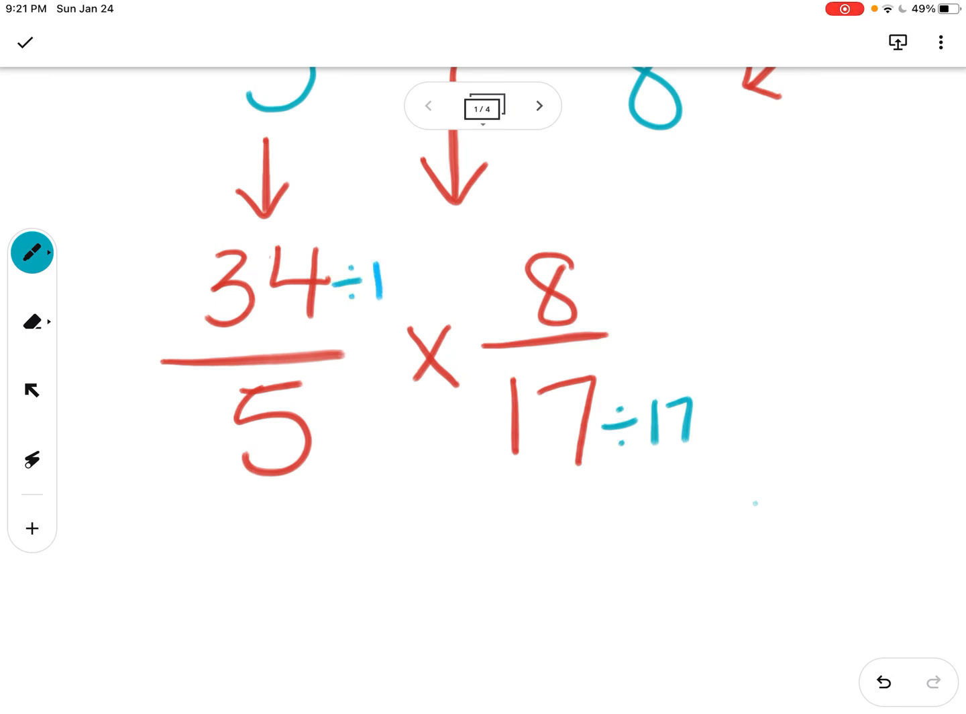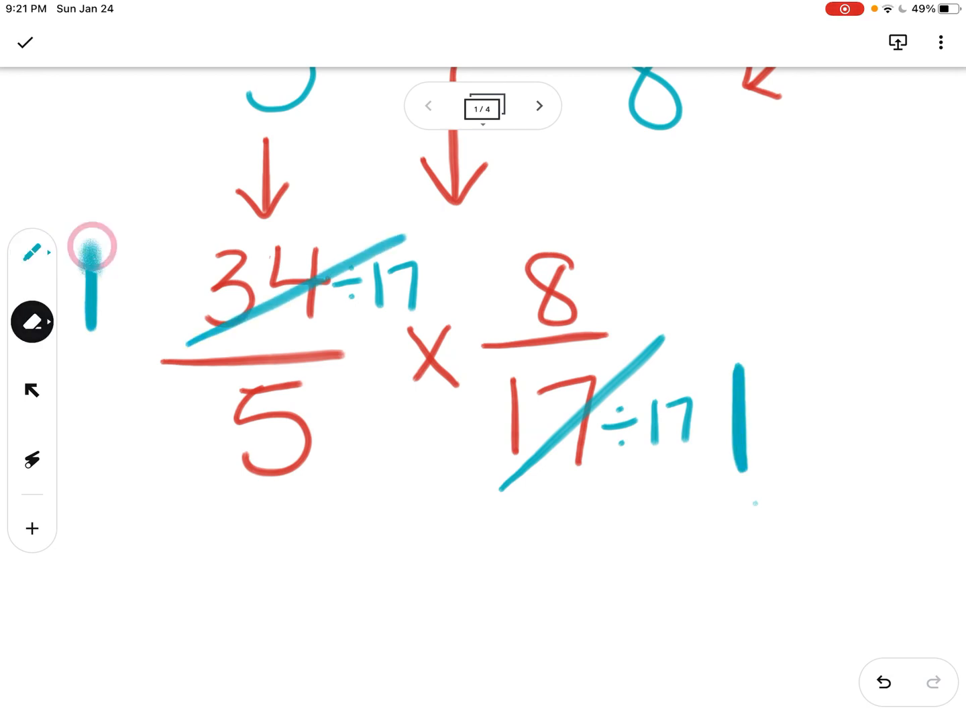So I'm going to divide them both by 17. 17 divided by 17 is going to cancel to 1. And 34 divided by 17 is going to cancel to 2. And I would always recommend, if you're unsure, checking to see if your smaller value is a factor of the larger one, because that would always be a really good way to reduce.